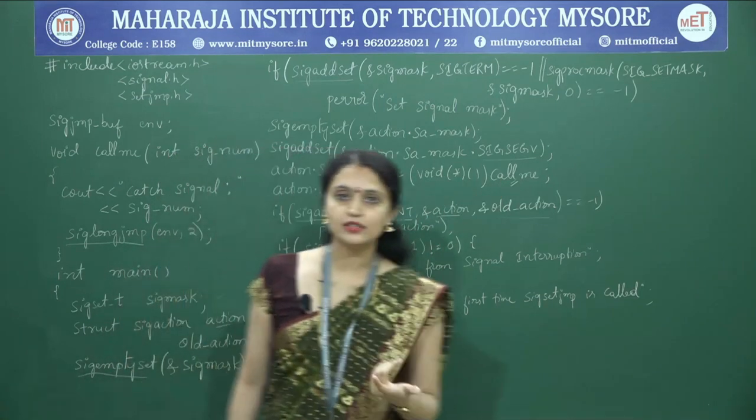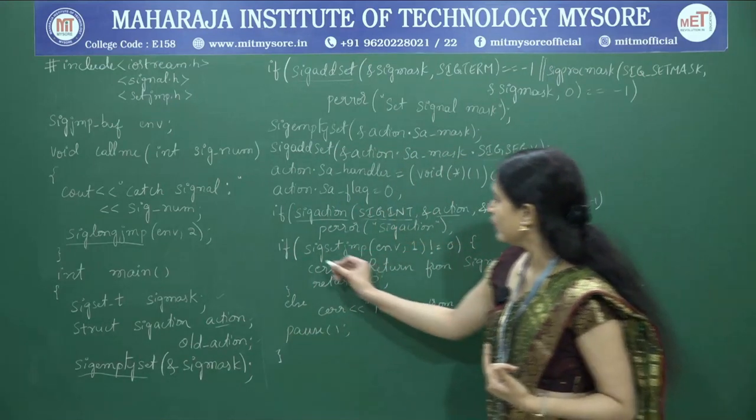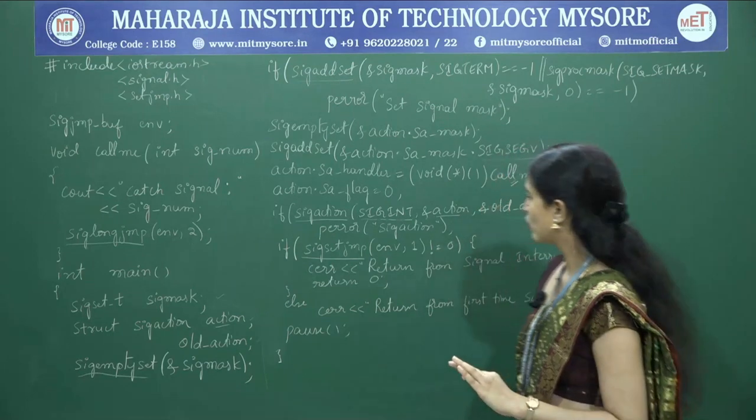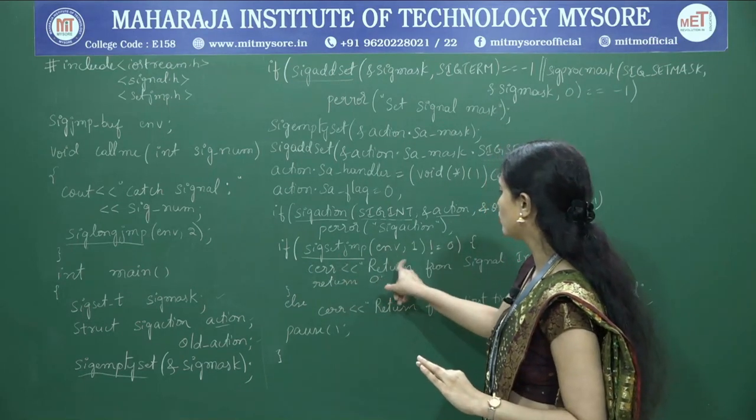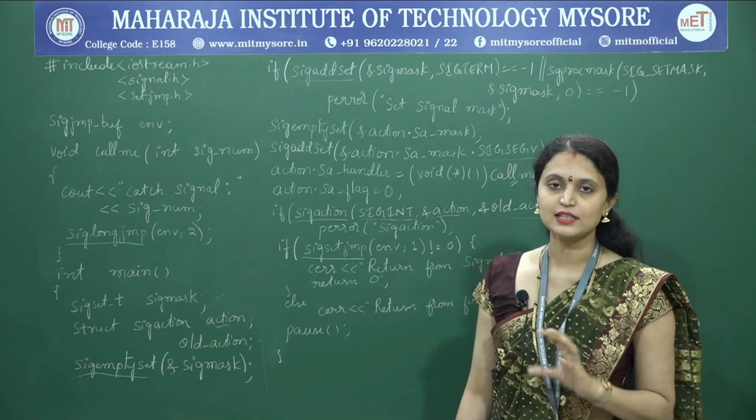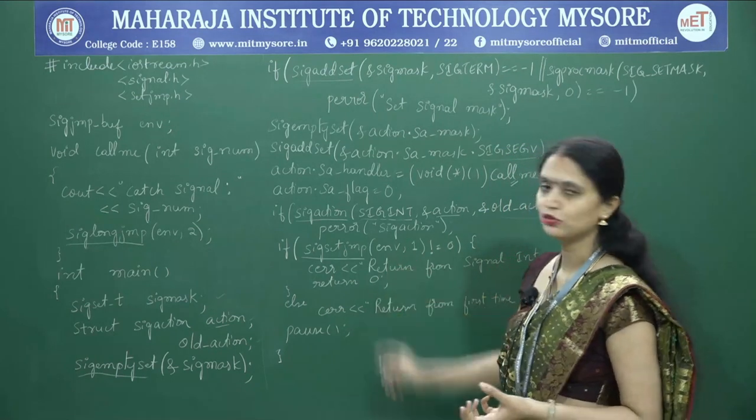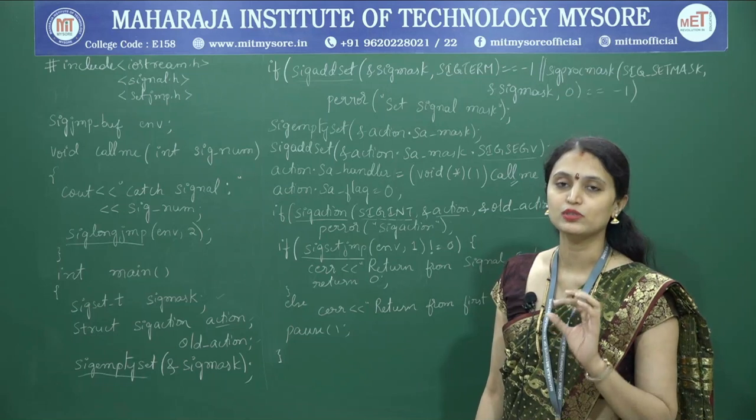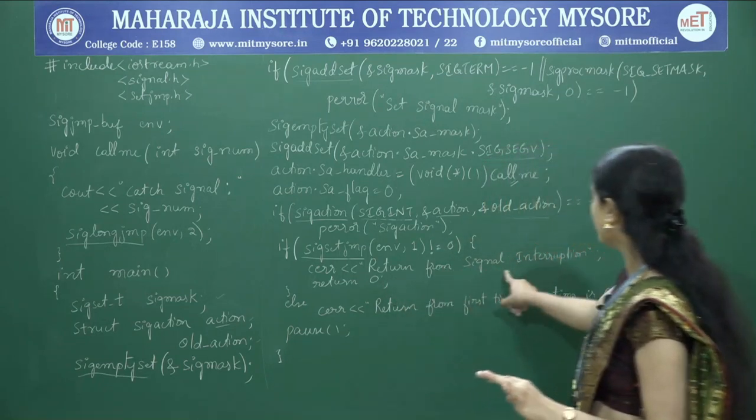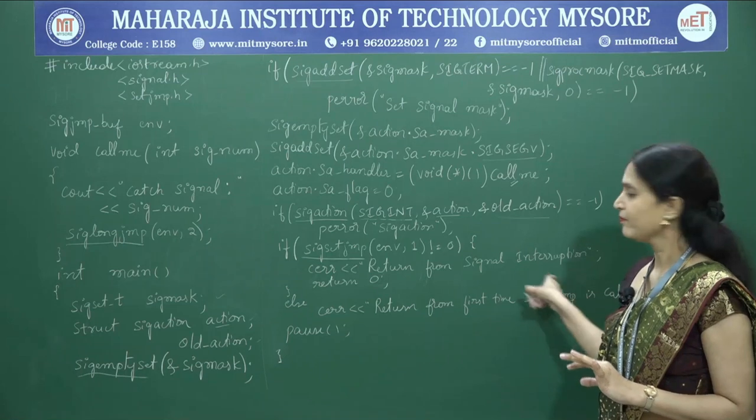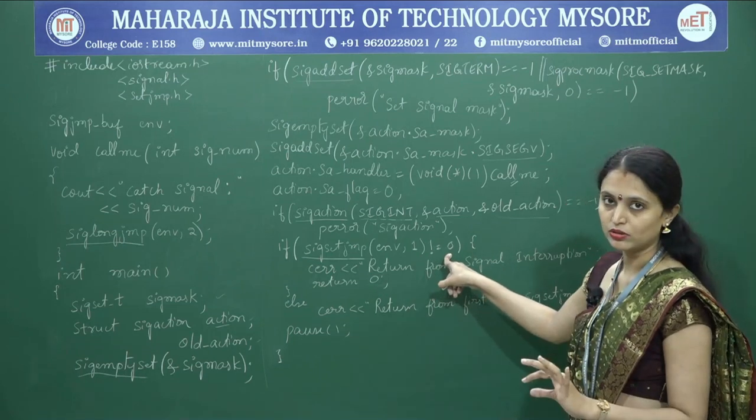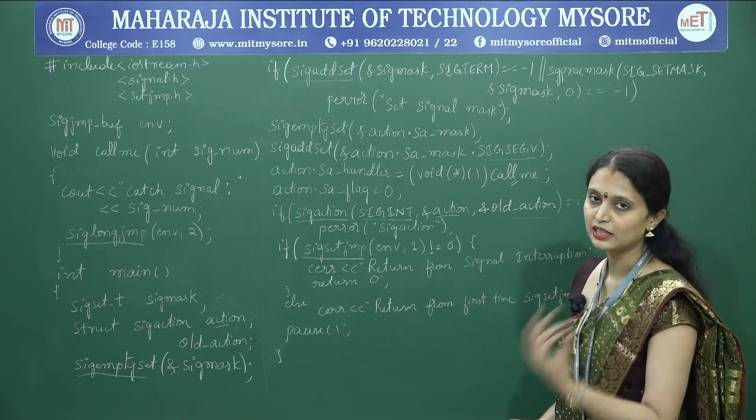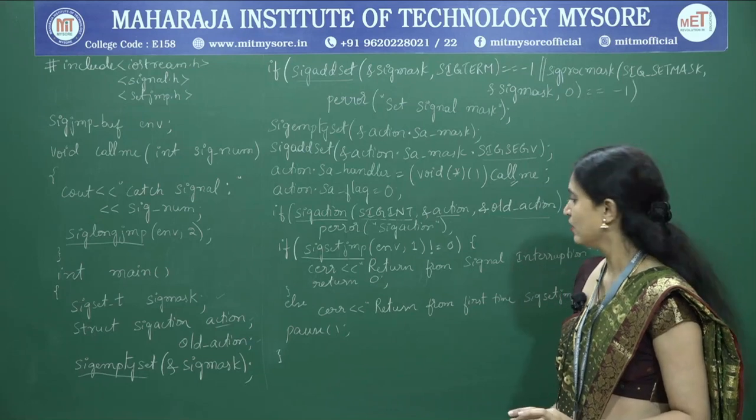After this, the next step is we are calling the function sigsetjmp. We are calling this API sigsetjmp, environment comma 1. This indicates that the signal process mask has to be stored in the environment variable. Suppose it is not equal to 0, I am printing that return from signal interruption. If it is not equal to 0, that indicates we have returned from the signal interruption. Some signal interruption has happened and we have returned from it.